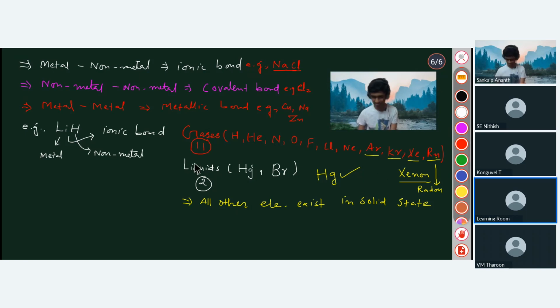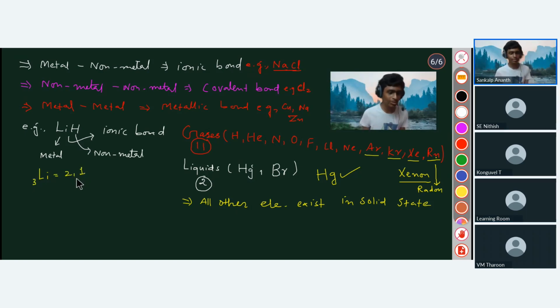Okay, now tell me this lithium hydride, is it ionic bond or covalent? Ionic. Okay, now tell me how it is actually formed. Lithium, its atomic number is 3, right? What is the electronic configuration? 2 and 1. So it is an ionic bond.